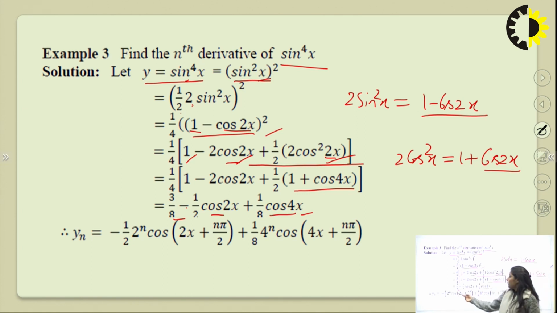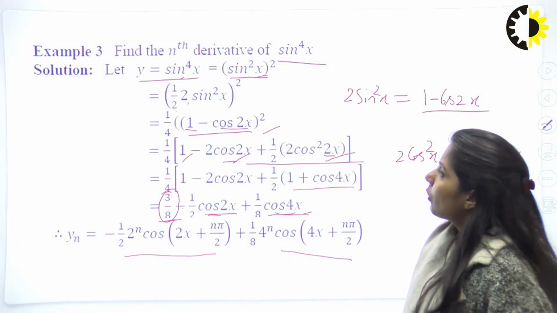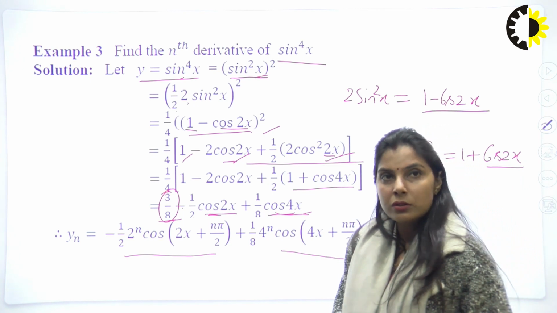So we will apply the nth derivative of the standard function. Here the derivative of a constant term is 0, we know that. So here the derivative of this term will be 0, and the derivative of cos 2x will be equal to this by applying the formula of the nth derivative of cos (ax plus b), and now here will be this. Now we can find the nth derivative of any of the functions.